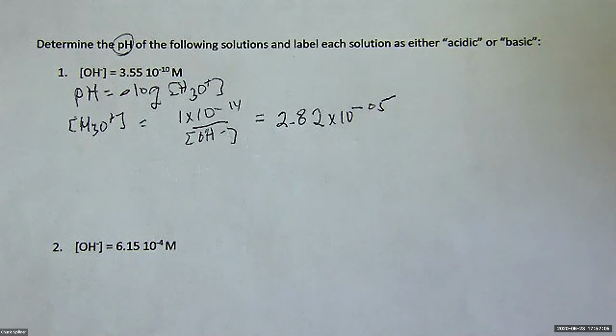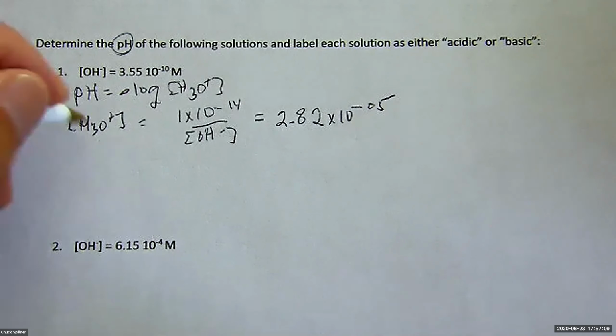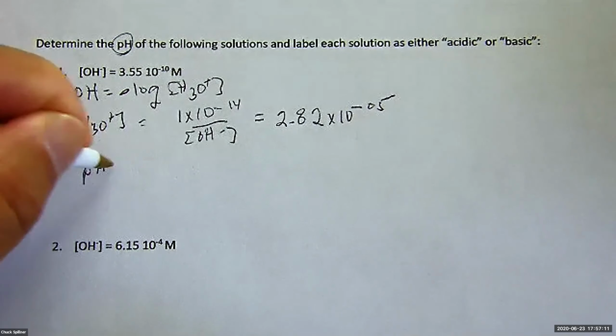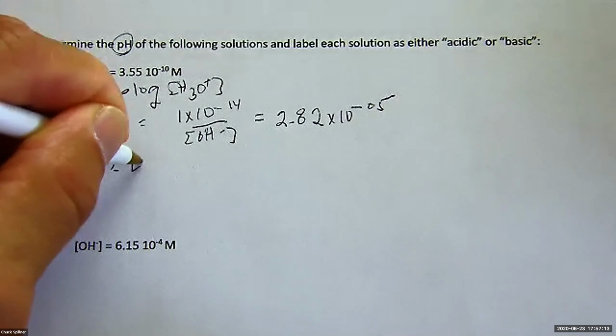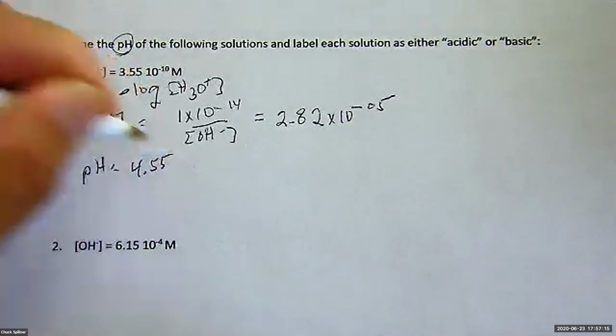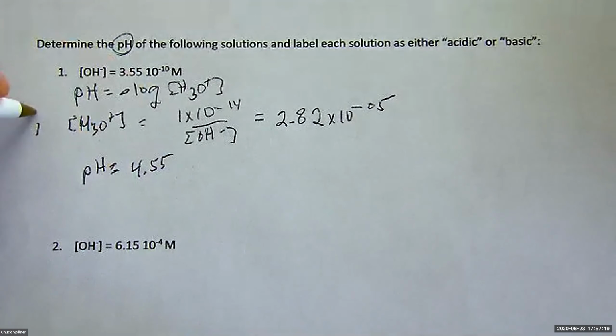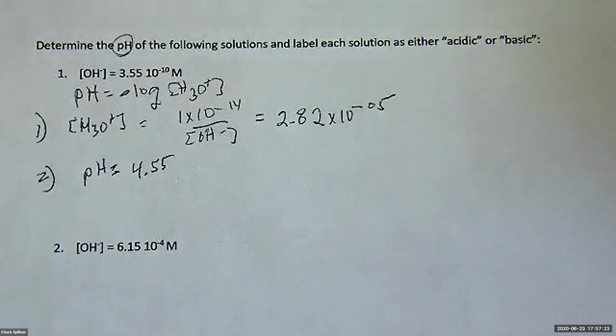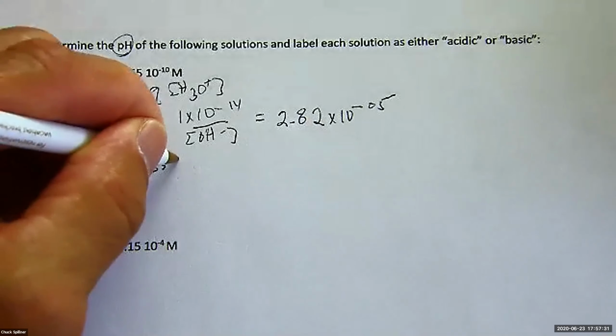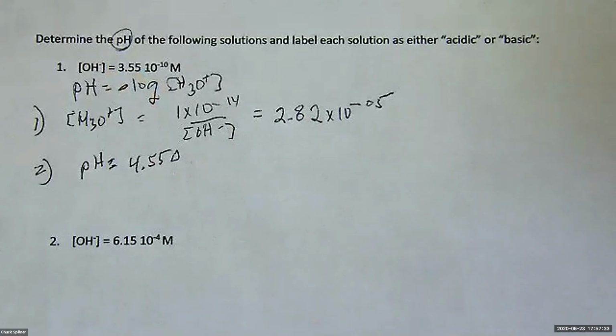And so if I take the log of that, and then I change the sign, I get a pH of 4.55. So that's my answer. So that's one approach. This is step 1. This is step 2: minus the log of 2.82 times 10 to the negative 5. Let's see, 3 sig figs. I need to put one more. There's a 0 after it on the calculator.